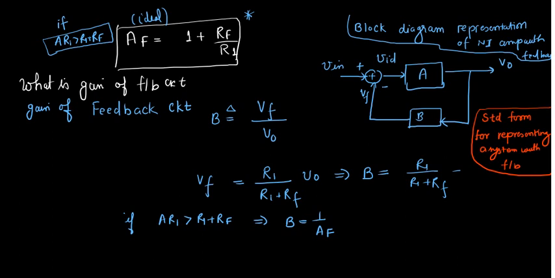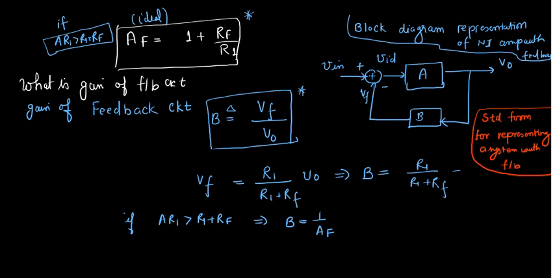There is one more concept, the gain of the feedback circuit, right? We are studying negative feedback. So what is the gain of the feedback circuit? How would you define that? Gain means output divided by input, right? For the feedback circuit, the output was Vf and the input was V naught. So Vf by V naught, this is how we define the gain of your feedback circuit. This is a very important parameter and you will see it in later slides.